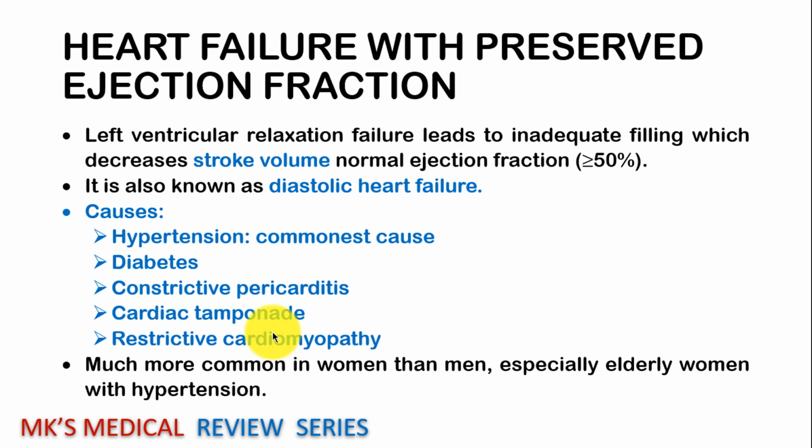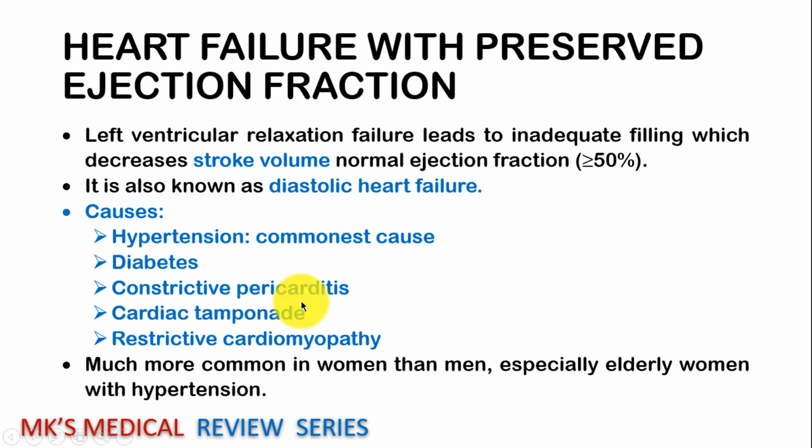So there is inadequate filling, and this is going to decrease the stroke volume, but you're still going to have a normal ejection fraction that's greater than 50%. This is also known as diastolic heart failure, the commonest cause being hypertension because it also affects the blood vessels. Diabetes also affects the blood vessels.